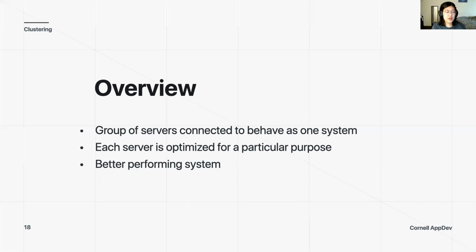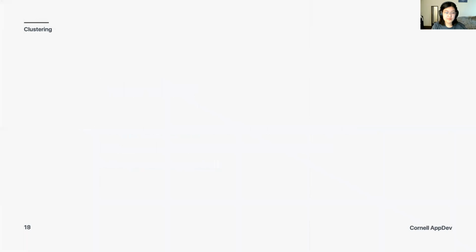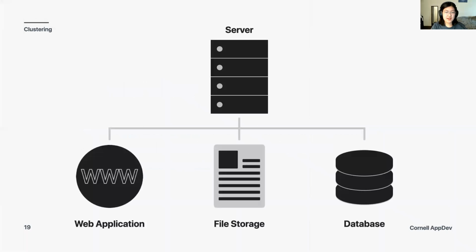And when you integrate it all together, so all these servers can communicate with each other, now our system is a lot more efficient than it was before. So we just get a better performing system. So what does this look like?